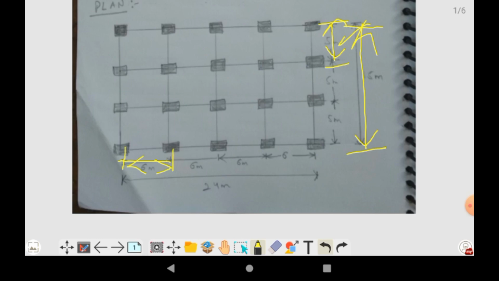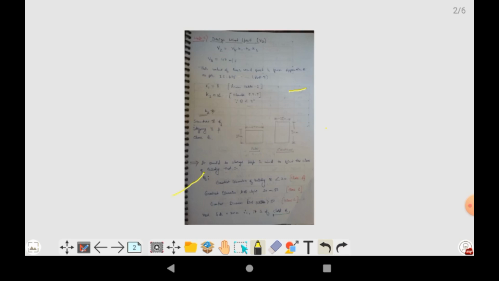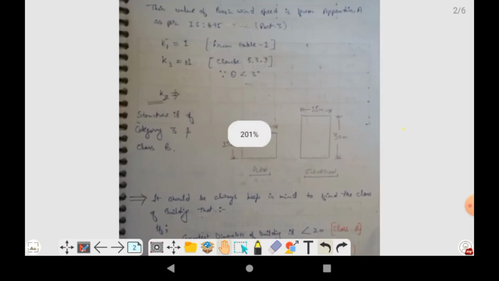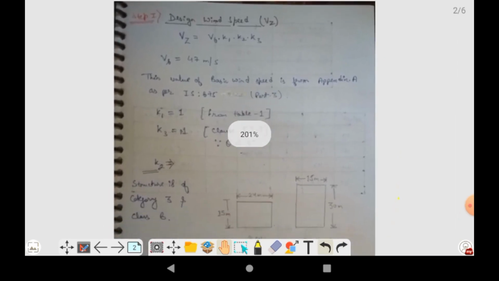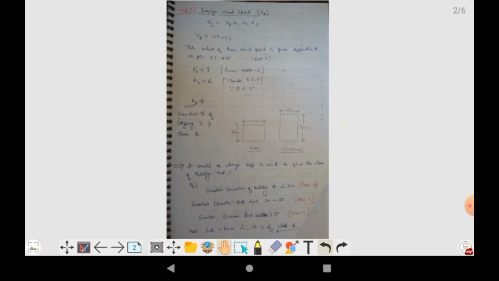So now let's move toward the question that we are having right now. Let me just change the slide. Here you can see that this is the very first step that we are taking for this particular numerical. Here we have taken the wind speed. So in the first step we need to calculate the design wind speed.